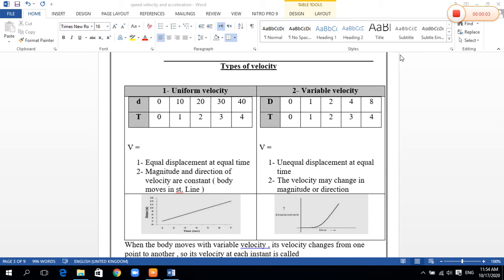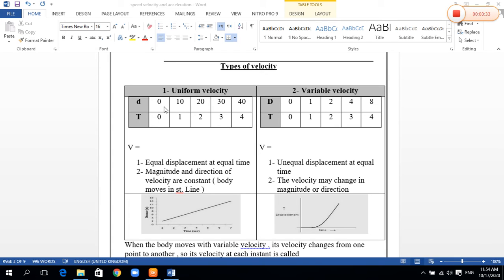Now we are going to talk about the types of velocity. We have two types of velocity: uniform velocity or variable velocity, or constant velocity and non-uniform velocity. So the two types are opposite to each other: uniform and non-uniform, or constant and variable velocities. Okay, the first one, if we look at this example, we have a body that started motion from rest.